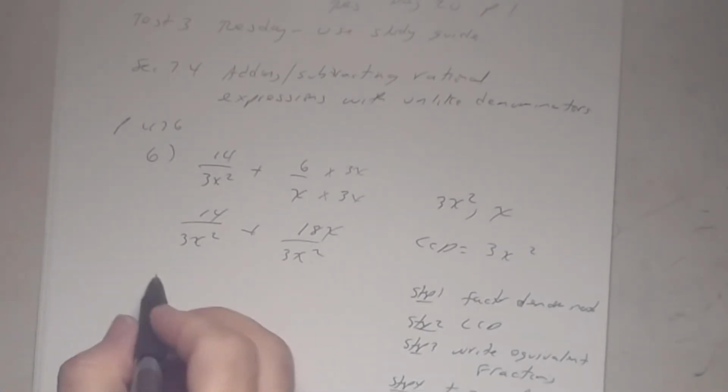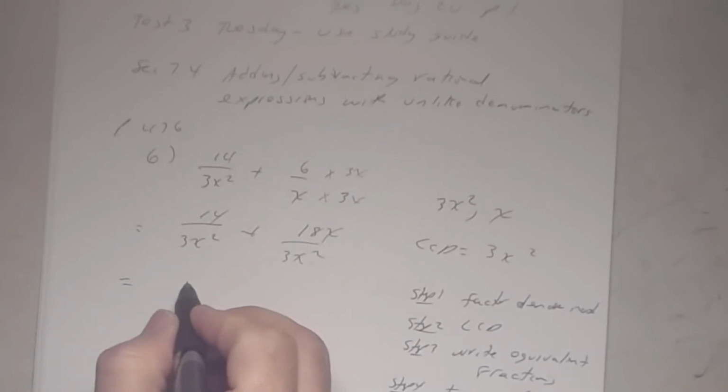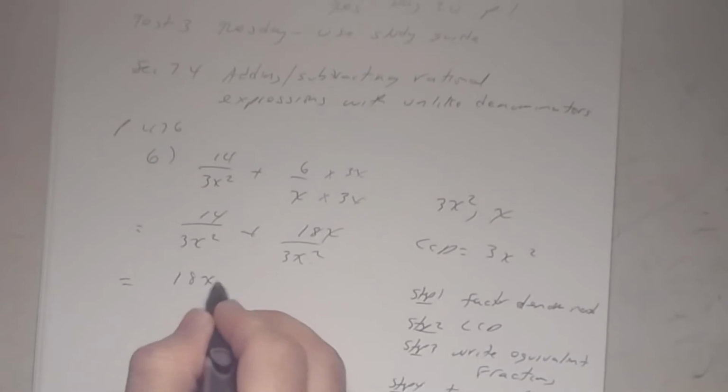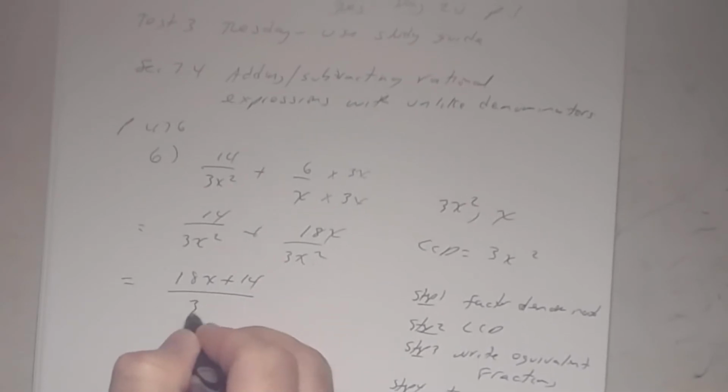Now step 4 is to add or subtract and simplify. The denominators are the same? Yes, sir. That goes back to the first part of 7.3. Since the denominators are the same, you just add the numerators. They're not like terms. So this becomes 18x plus 14 over 3x squared.